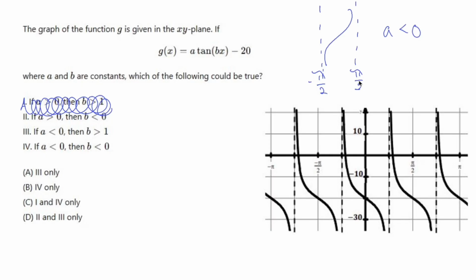Now, what else do we know? Well, tan is normally supposed to be here and here. So our guy got skinnier, which means the number that's being multiplied to x is going to be greater than 1. Remember, if your number is greater than 1 inside the parentheses, that is a horizontal dilation, and that makes things skinnier. It compresses things. So a is less than 0, b is greater than 1, so it's only going to be 3.